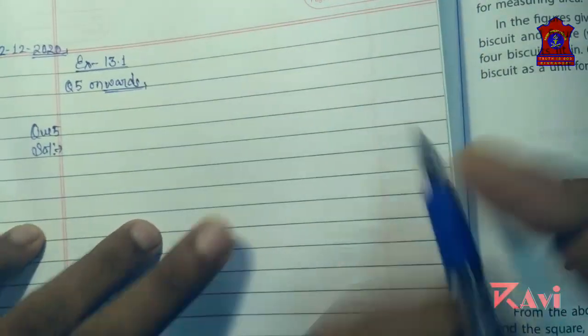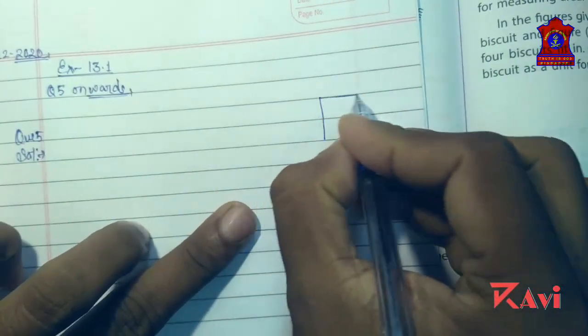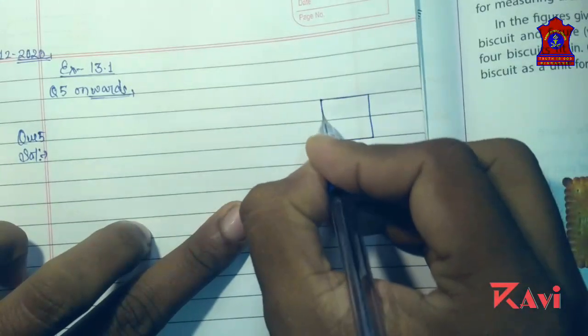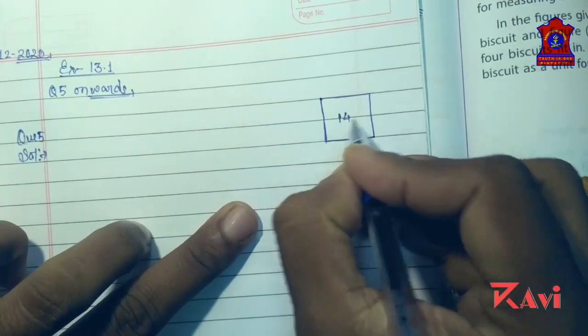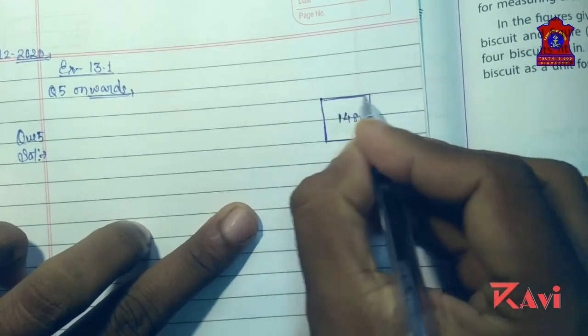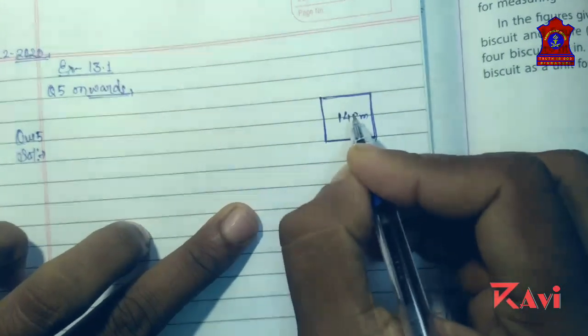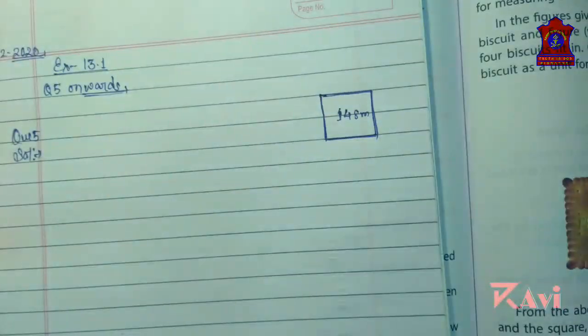It is asking about a square field. This is a square field where all the sides are equal. Okay, and the perimeter is given, 148 meter. The total perimeter is given. This is the perimeter boundary. Okay, so perimeter is given 148 meter. Now the question is asking us to find the side of the square field.